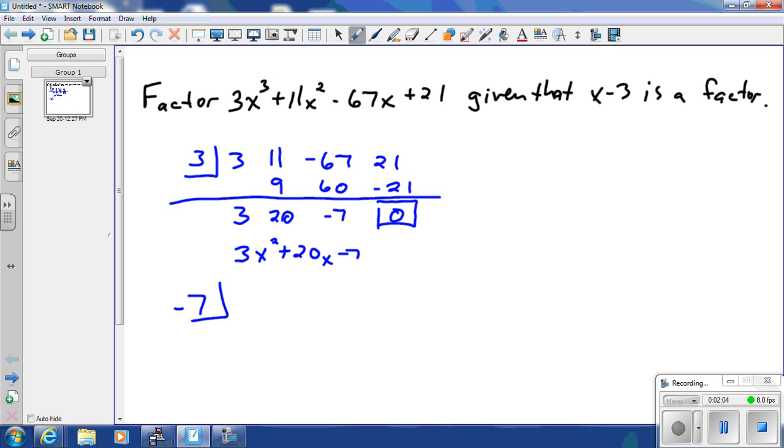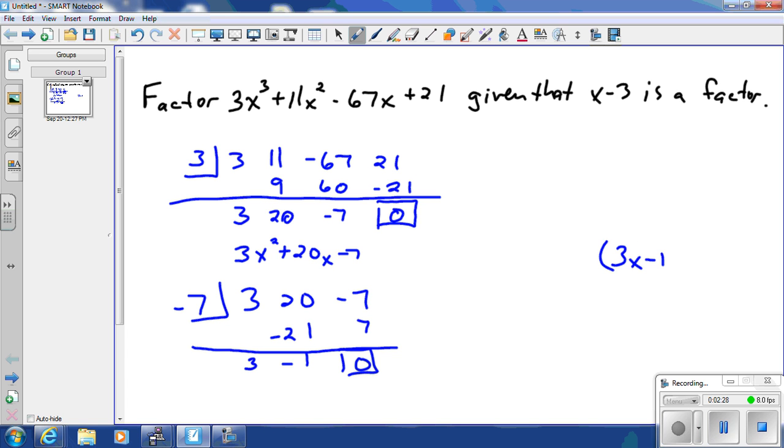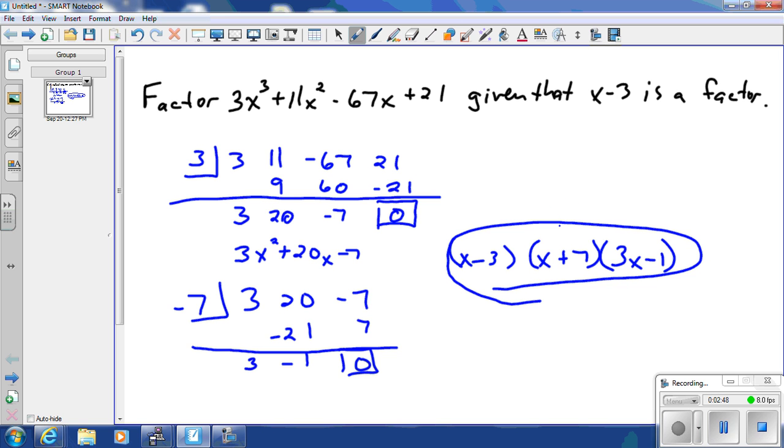So let's do that. We'll take negative 7 and we'll divide it into 3x squared plus 20x minus 7. Hopefully we get a 0 remainder here. Bring down our 3, add, multiply, add. It works. Good. So that's our constant. This is our x. So this becomes 3x minus 1. So I get 3x minus 1 is a factor. I have this guy here, that's going to be x plus 7. And this guy here is going to be x minus 3. So that's the factored version. If you were to take these three things and multiply them back together, it should bring you right back to what we started with. So that's the first problem.